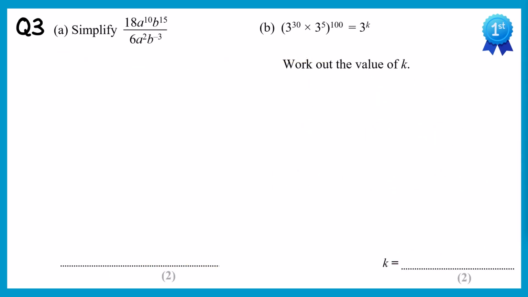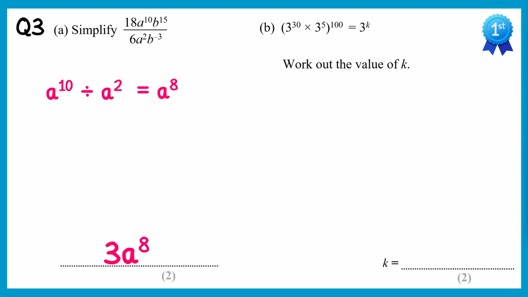In this question, we need to simplify this fraction. Fractions are just divisions, so this is 18a to the power 10, b to the power 15, divide by 6a squared, b to the power negative 3. We'll start with 18 divided by 6, which is 3. Then we need to do a to the 10 divided by a to the 2. Here you can just subtract the indices to get a to the power 8. So it's a to the power 8.